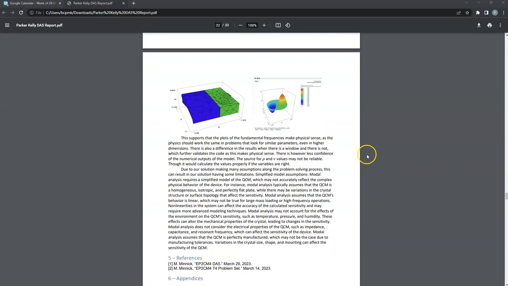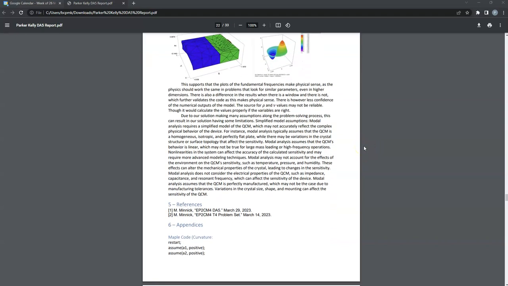The limitations we had were things like the simplified simulation, so our modal analysis in the simulation is simplified. The simulation assumes linear behavior. When our bridge is brought into the real world, there will be different things like temperature, pressure, and humidity that could affect it, as well as the modal analysis does not consider the electrical properties of the QCM, such as impedance, capacitance, and the resonant frequency, which could all affect the sensitivity of the device.